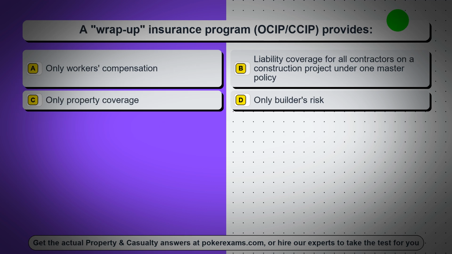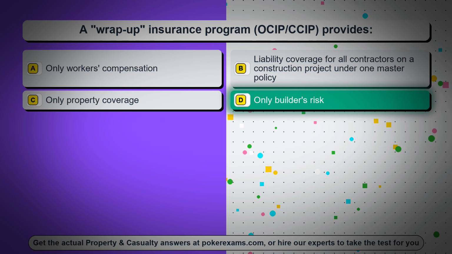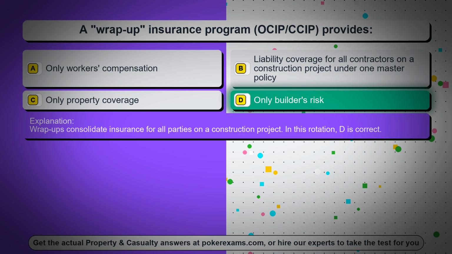Question 40. A wrap-up insurance program, OCIP/CCIP, provides Option A, only workers' compensation. Option B, liability coverage for all contractors on a construction project under one master policy. Option C, only property coverage. Option D, only builder's risk. The correct answer is option D, only builder's risk. Wrap-ups consolidate insurance for all parties on a construction project. In this rotation, D is correct.